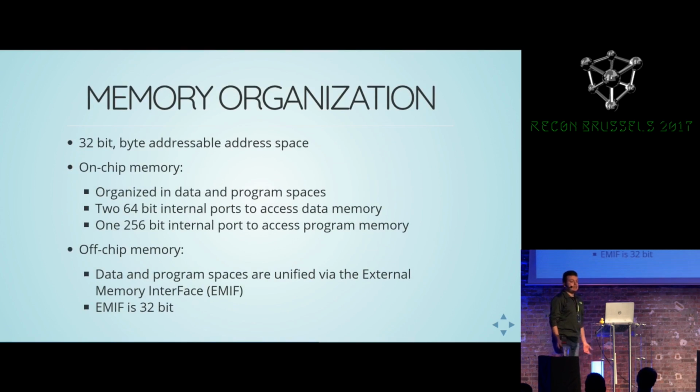Let's see the memory organization. We have a 32-bit byte addressable address space. It can be used in 2 configurations, either on-chip memory or off-chip memory. If we use on-chip memory, we have 2 separate spaces, the data space and the program space. If we use off-chip memory, then these are unified via the external memory interface.